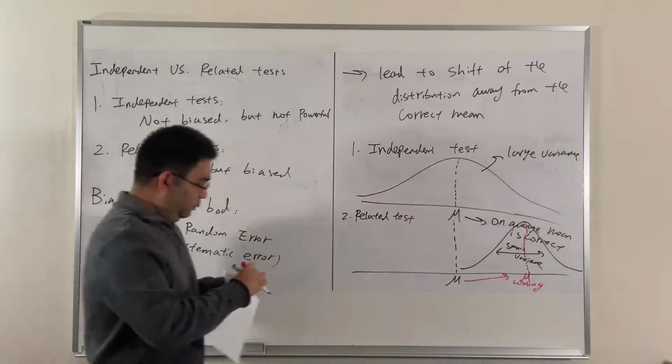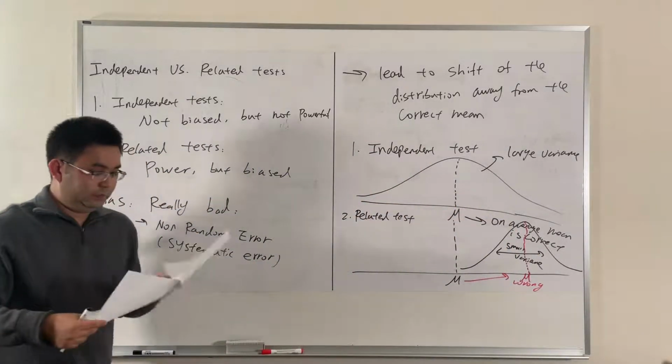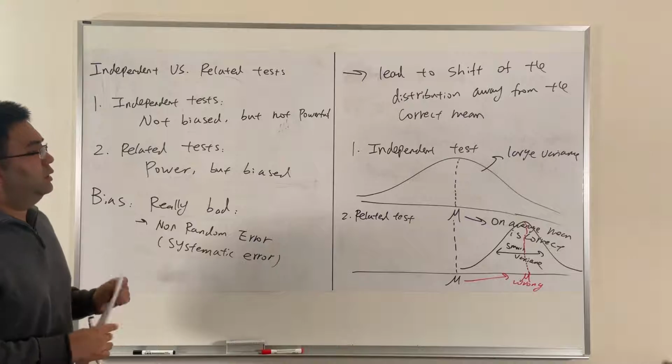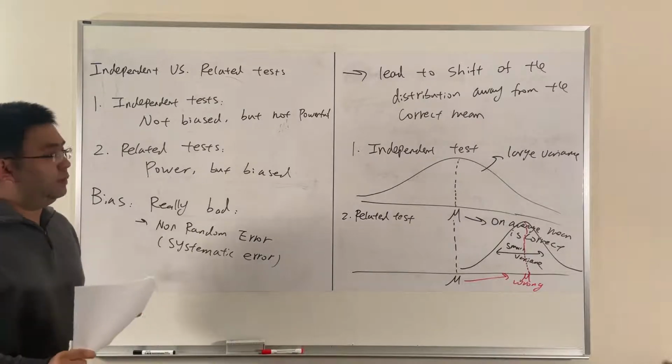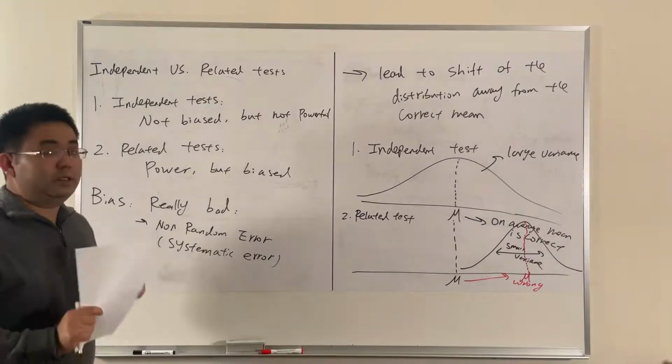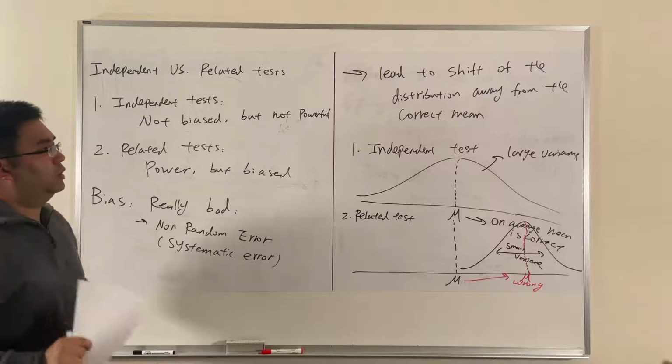Okay, so what's the conclusion? The conclusion is, if we think there's a bias problem, we're not going to use related tests, right? If there's a bias, we're going to use independent tests.